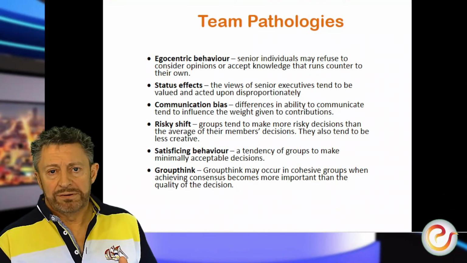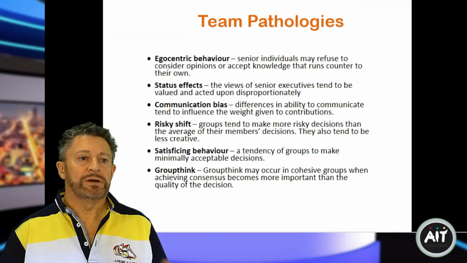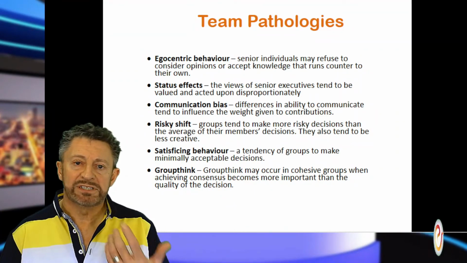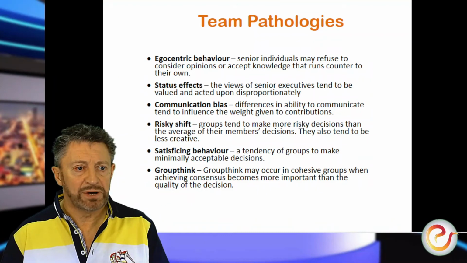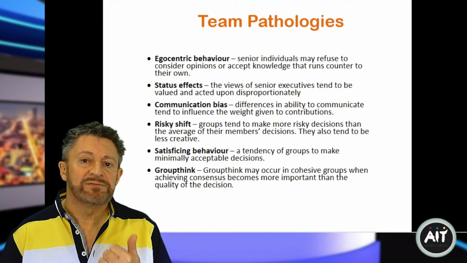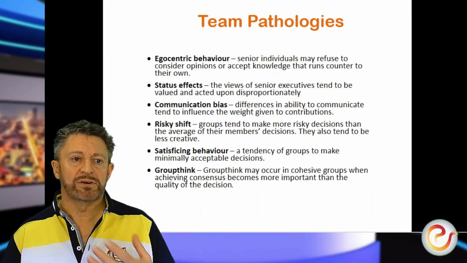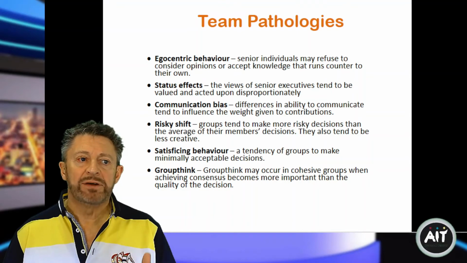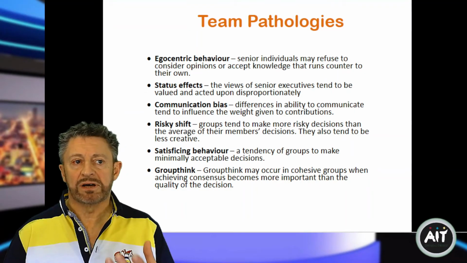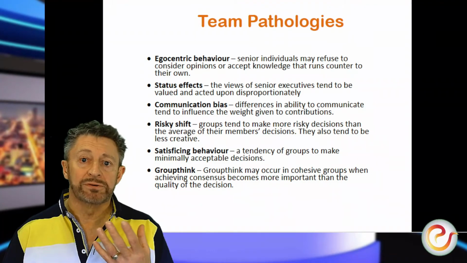On the downside of it, we have what are known as the team pathologies. So what are they? Egocentric behavior, status effects, communication bias, risky shift, satisficing behavior, and groupthink. So if you look at egocentric behavior, senior individuals may refuse to consider opinions of or accept knowledge that runs counter to theirs.